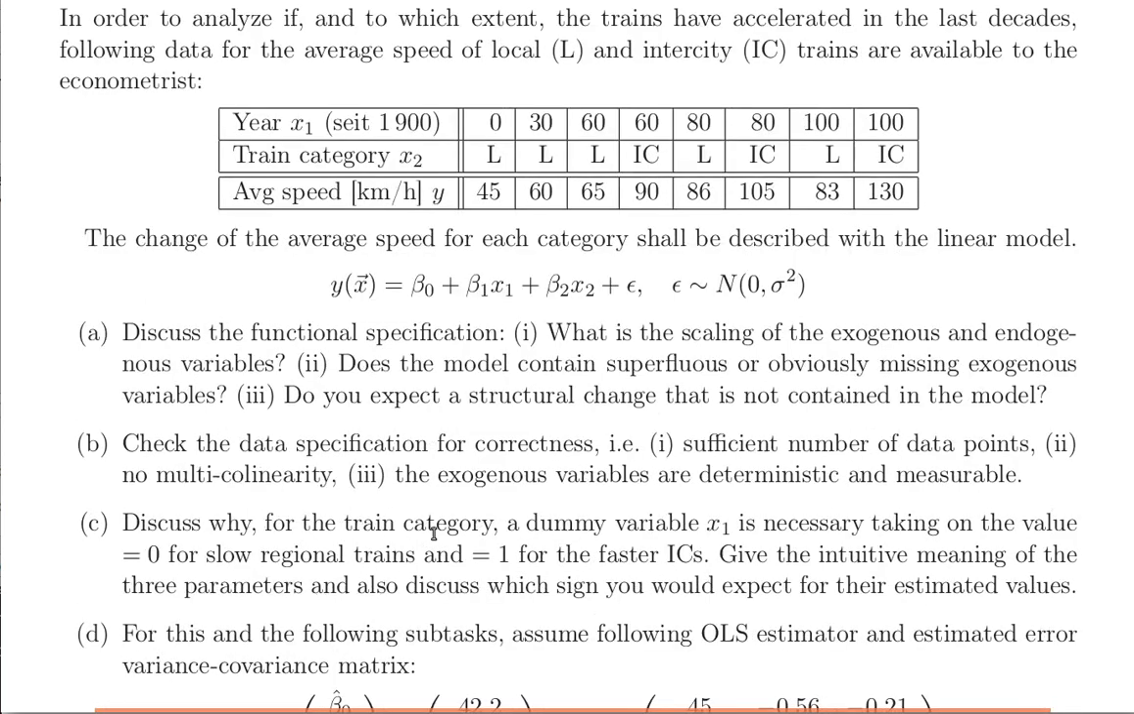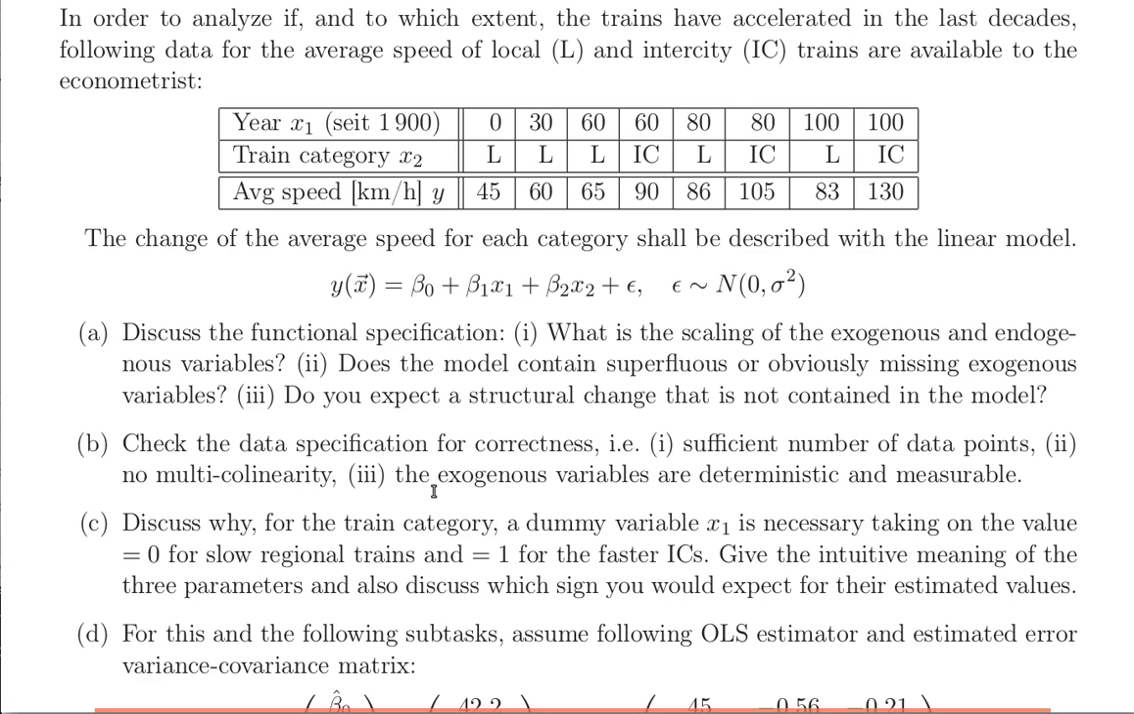Now we come to task B. Check the data specification for correctness. So how many data points do we have? 1, 2, 3, 4, 5, 6, 7, 8 data points, and we have 3 parameters, beta 0, beta 1, and beta 2. That means there is a sufficient number of data points, so we have 5 degrees of freedom left once we have estimated these 3 parameters.